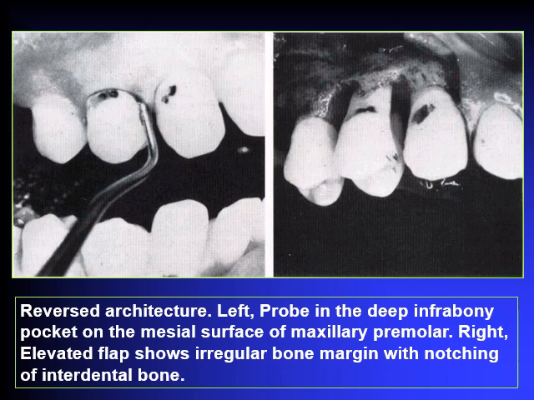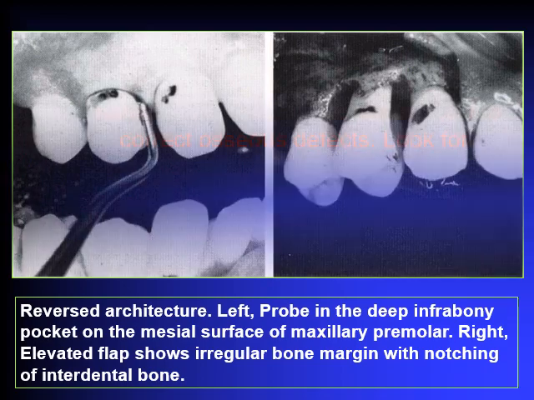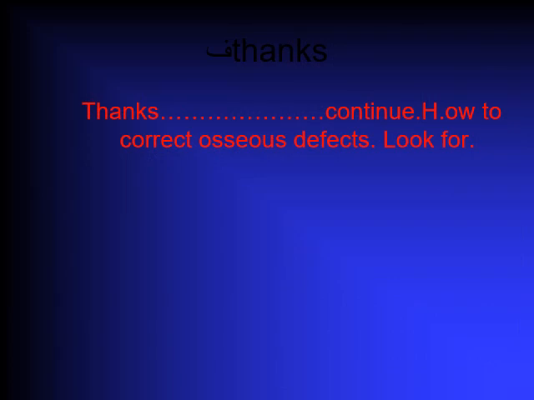on the mesial surface of the maxillary premolar, and this on the right is the elevated flap. We elevated the flap, and this shows the angular bone margin with notching of the interdental bone, or what we say the reverse or negative architecture. Thank you very much, and we will continue how to manage or correct these osseous defects in the next part of the lecture.